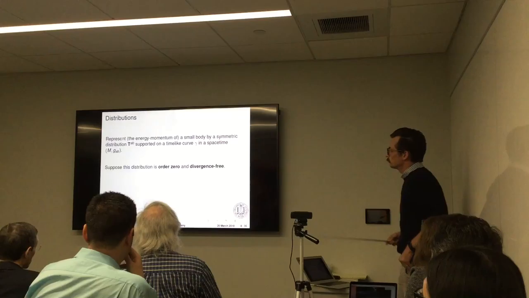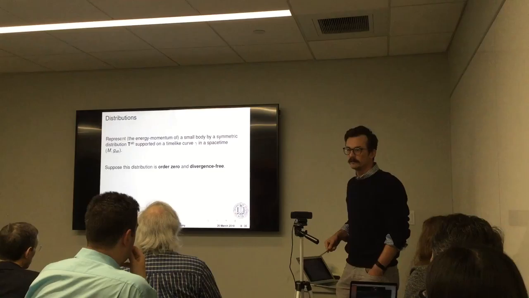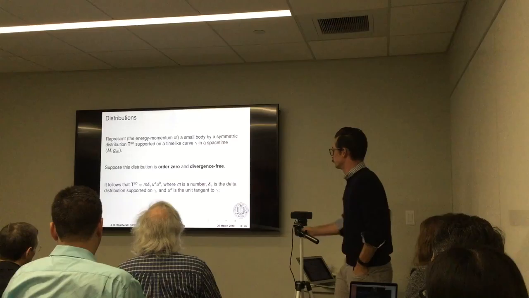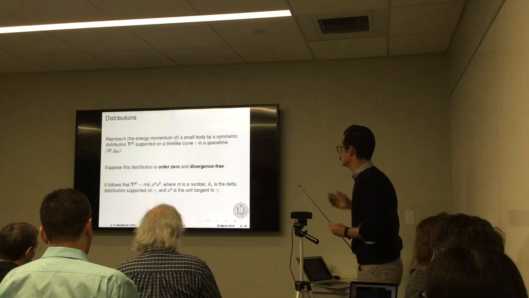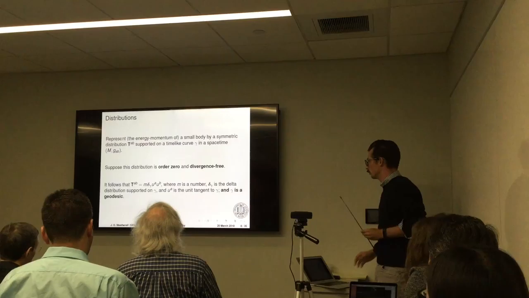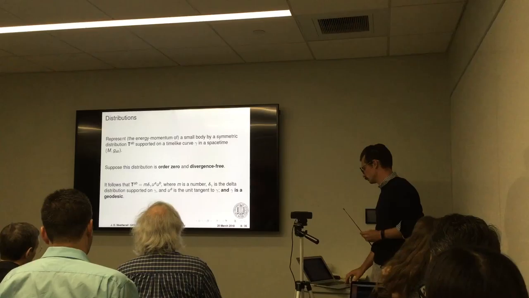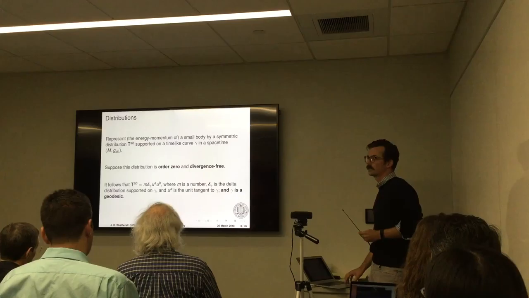And you make some requirements. You suppose that this distribution be order zero, so basically it's a delta function and not a derivative of a delta function or derivatives of a derivative of a delta function. And you require that it be divergence-free. It follows that it has to have this particular form. Very simple, it's just a delta function times the unit tangent to the curve twice times some parameter, which you might naturally interpret as a mass. And moreover, it follows that gamma must be a geodesic. So the only curves along which point particle-like bodies, I mean, those represented by a distribution, can propagate are geodesics. You can add a kind of energy condition if you'd like to get that it would be a timelike geodesic.